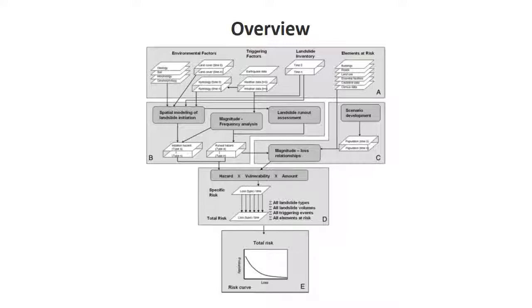And so here at the top, we get a division of data. Box B is the hazard box, C is the loss box, and that all gets calculated together into a risk box. So we have, of course, environmental factors, which are the ones that we will be looking at in this course: geological, morphological, geomorphological, tectonic, etc. Then we have land cover. We have triggering factors, which I said were earthquake data and weather data. And we also have a landslide inventory. And then there are the elements that are at risk: humans, buildings, etc.